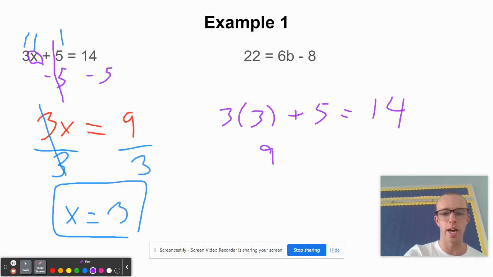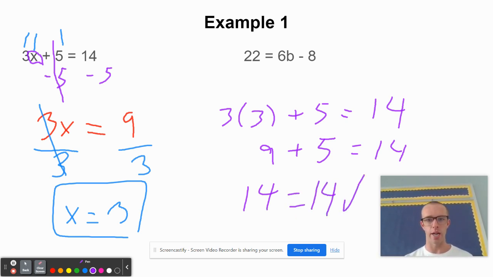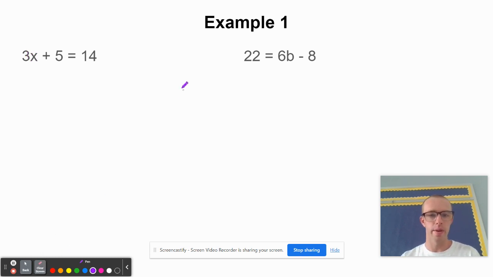3 times 3 is 9. So this becomes 9 plus 5 equals 14. You don't need to write this check down. I'm just showing you how to check the work. And 9 plus 5 is 14. And so I get 14 equals 14. My answer is correct. So you can always check your answers here. All right. Let's go ahead and solve this next one.